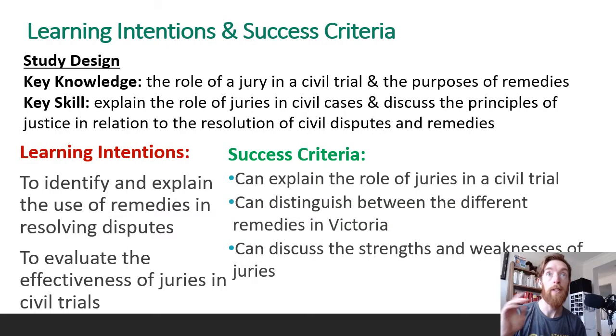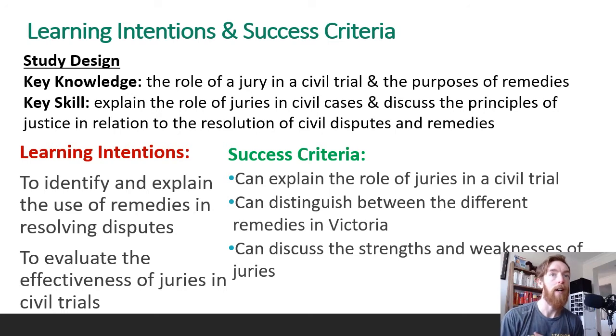All right, so what we're trying to do today is know the role of the jury in a civil trial and the purpose of remedies. And the key skill for that is explaining the role of juries. So explain meaning that you should just be able to talk about what the purpose of them is, and discuss the principles of justice in relation to the resolution of civil disputes and remedies.